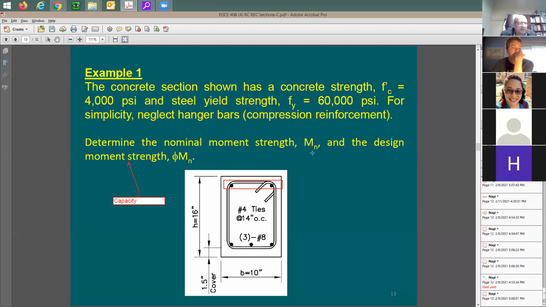We discussed this previously. I'm going to put it here, and please remember this. Cracking moment is a limit state. And what does it mean by that? It's just a measure of the performance of the concrete section.